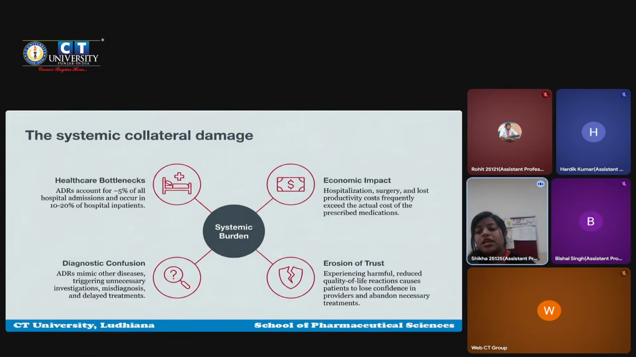The last one is erosion of trust. Experiencing harmful reactions that reduce quality of life causes the patient to lose confidence in providers and abandon necessary treatment. Sometimes the patient gets terrified if he or she has an ADR with the prescribed drug.